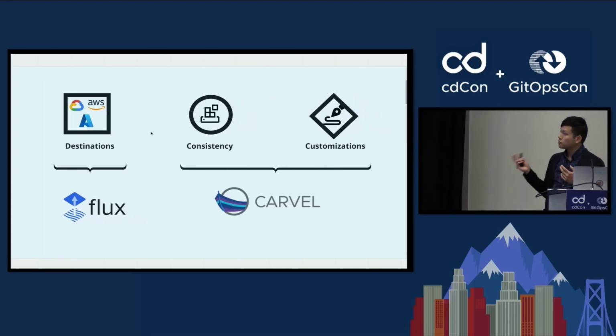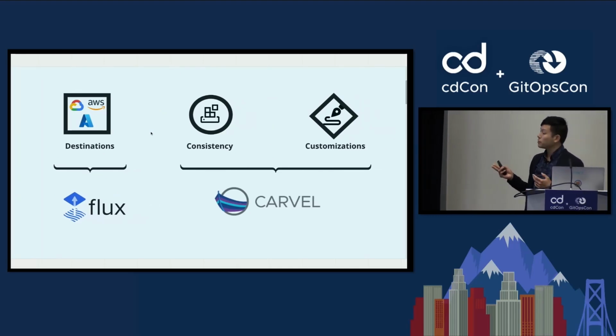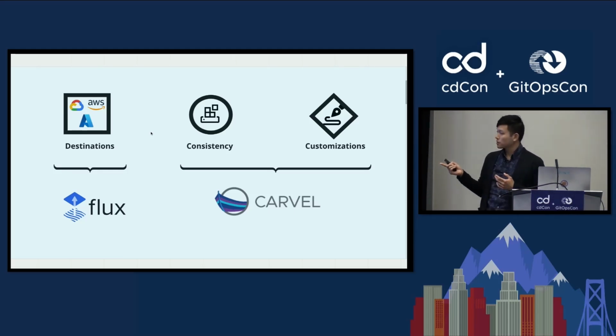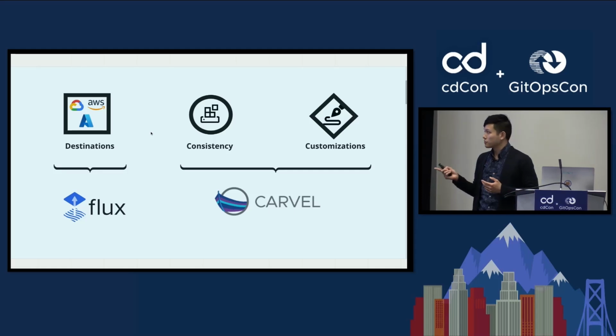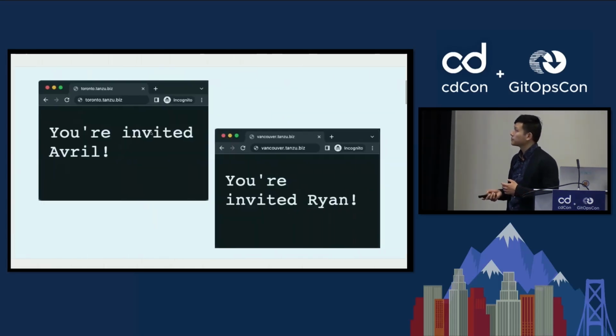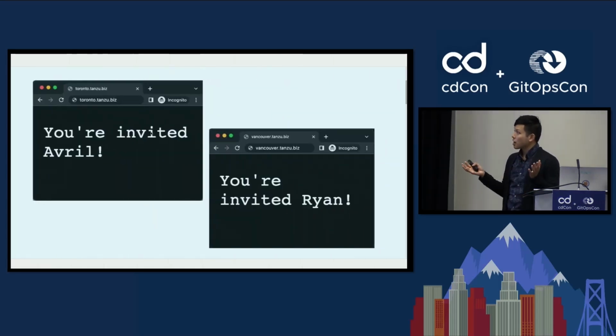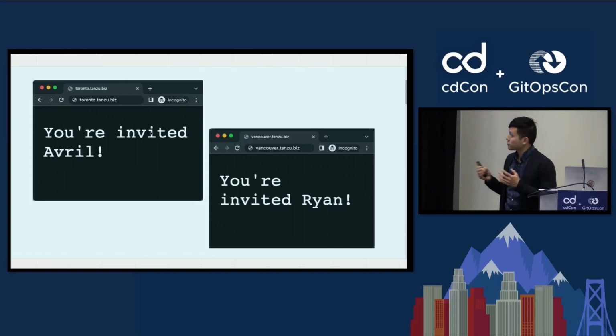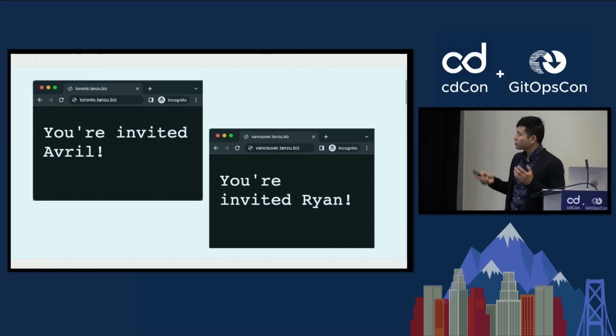Today, I'm going to go over the two tools that I've been using to solve this problem. For the goal of having different destinations, I'm using Flux. And for the consistency and the customizations, I'm using Carvel. By the end of this talk, I'm going to walk you through how I'm putting this one application onto the cloud. It's my invitation to my wedding that was 6 years ago. I'm inviting my friend Avril and Ryan. One lives in Vancouver, and one lives in Toronto.